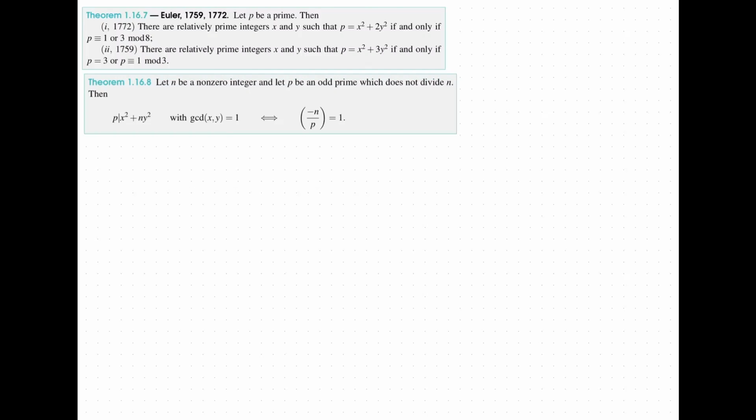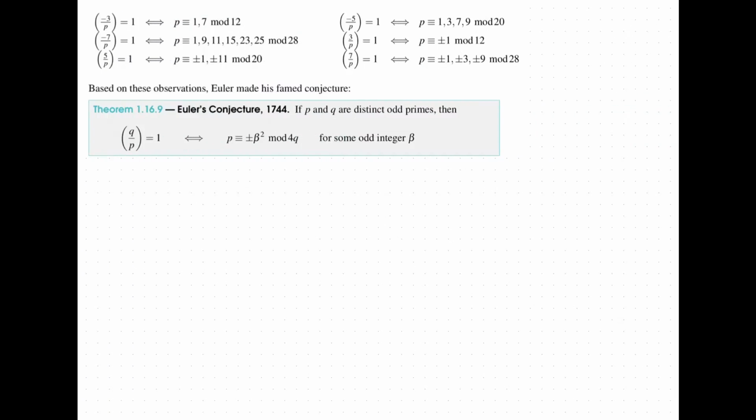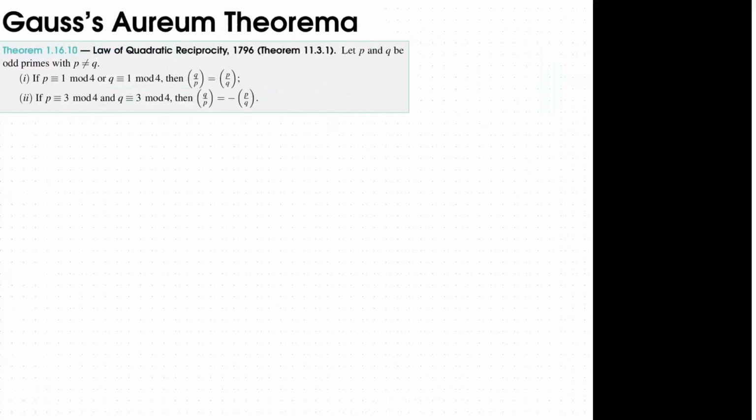Right now what we are going to focus on is not proving this statement from 1772, but asking when is 2 a quadratic residue mod p? This question is interrelated with finding when negative 2 on p is equal to 1. And so now we're going to transition to looking at the quadratic character of 2.